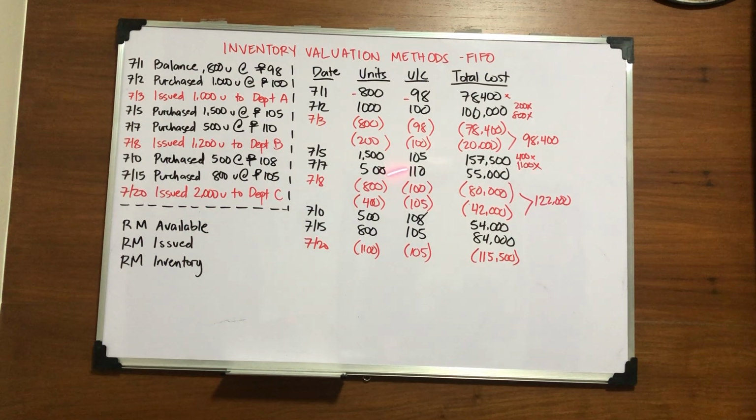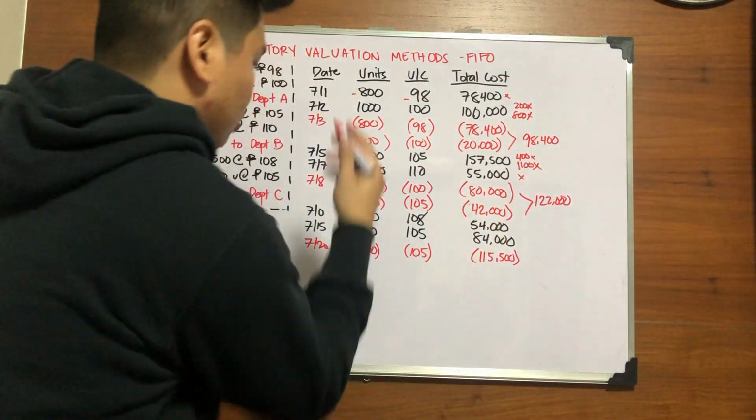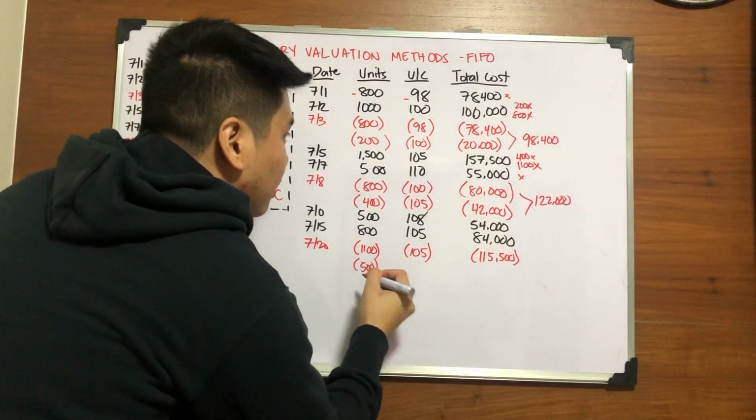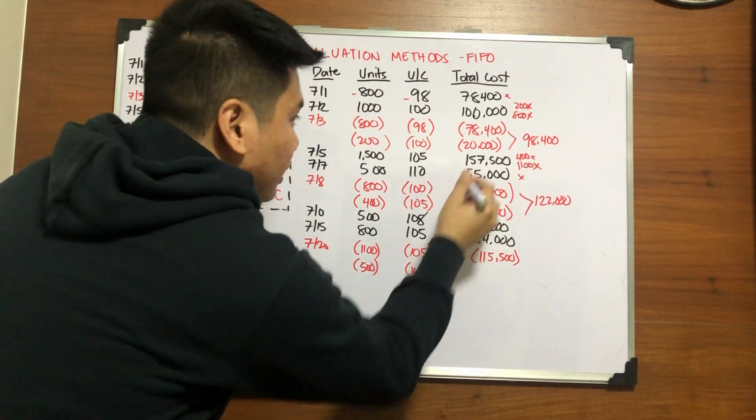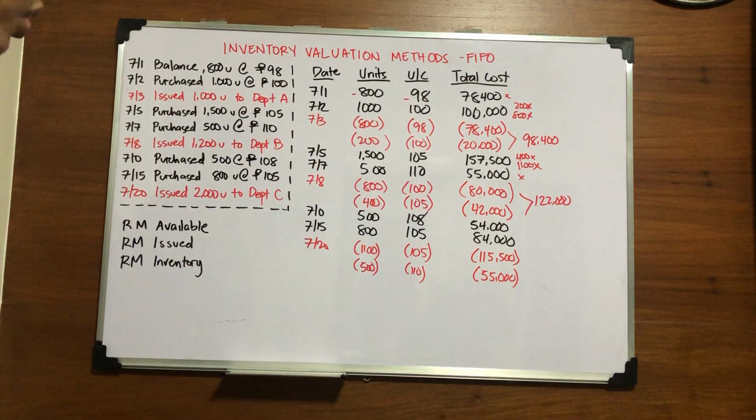So the next earliest is the July 7 transaction, which has 500 units with a unit cost of 110. So let's empty it out. Okay, it's already emptied out. We'll transfer here 500, unit cost of 110. Let's just copy this. We have 55,000. Okay, so 1,100 plus 500 will give us 1,600, right? So we've already satisfied 1,600 units of raw materials, but we still need 400 more.